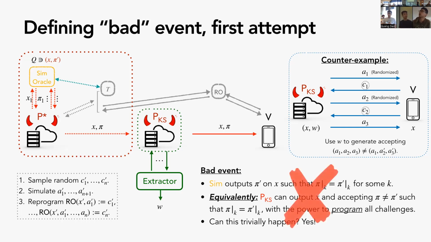Wait, how does this work in the Fiat-Shamir transform? You just compute A1, you query the random oracle for C1, you compute A2, you query for C2, and so on. Yeah, I know, but in the Fiat-Shamir transform, how can it create 2 different proofs?